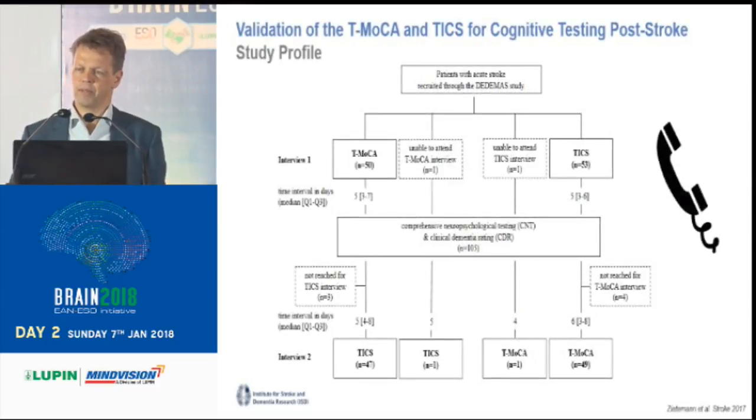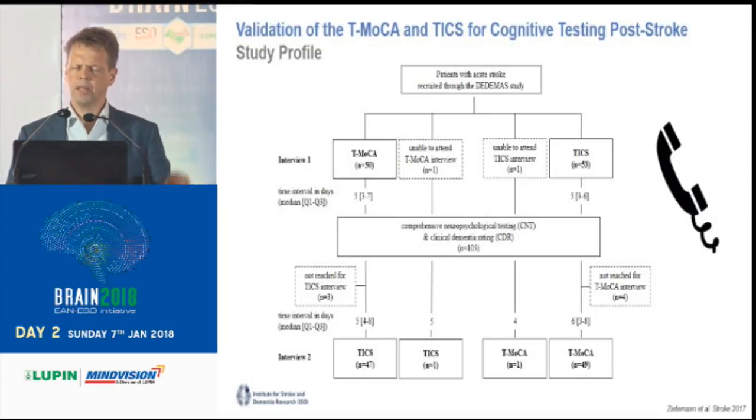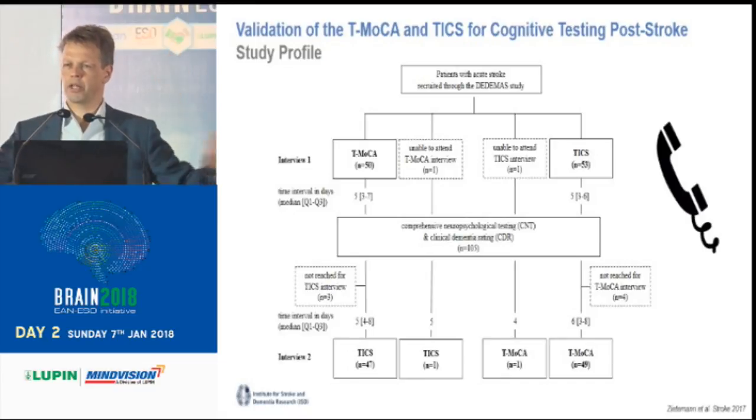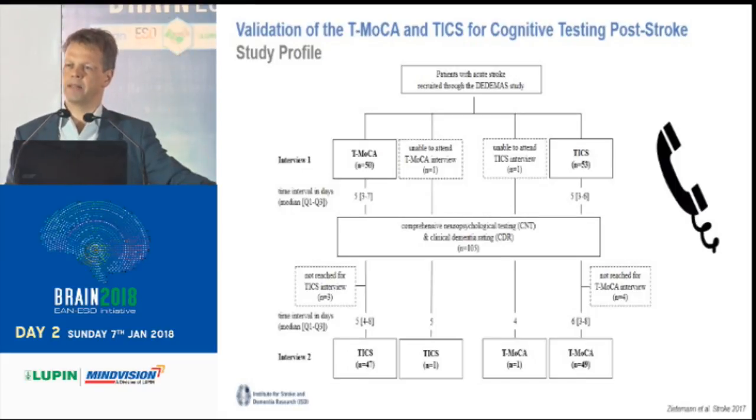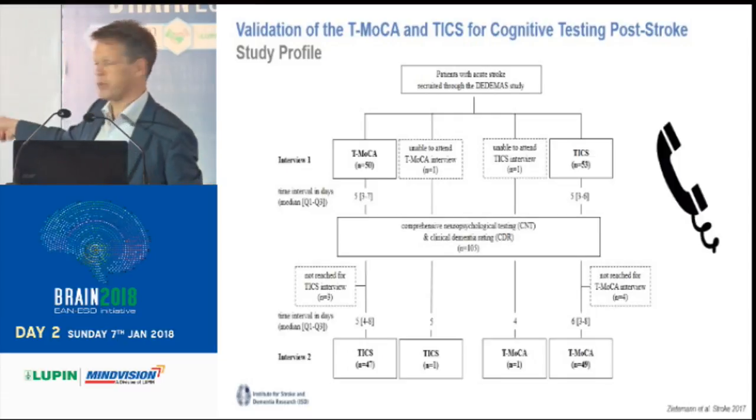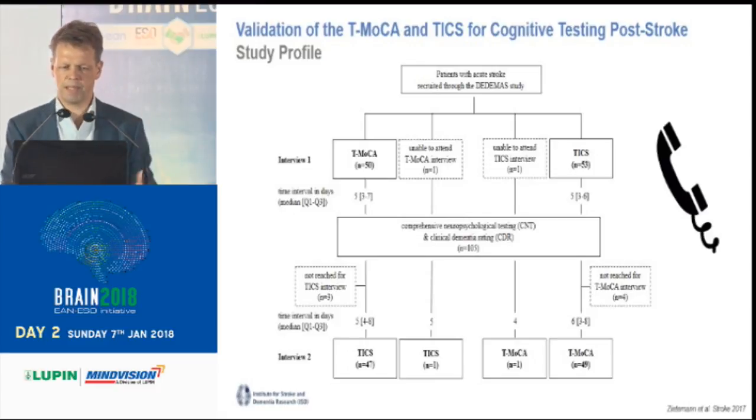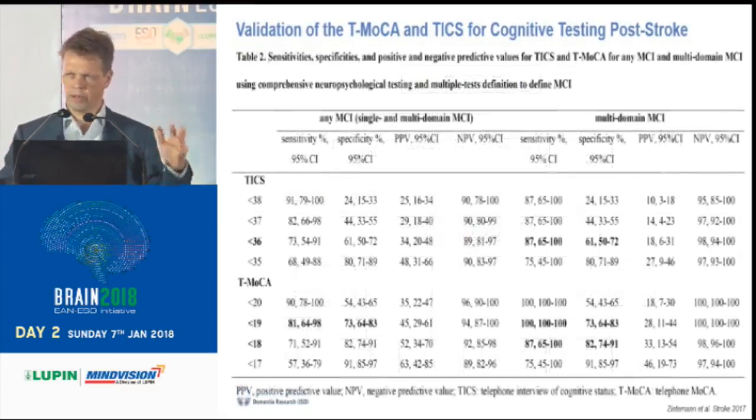And what we did here was a prospective study, published, I think, last year. We had about 100 patients. We invited them to return to our center, and then we did detailed neuropsychological testing. This is the broad bar here in the middle. But before that, we did telephone testing via T-MOCA, and we also tested them after the visit via the TICS. And in the second group, we did it in the reverse order, just for methodological reasons. And then we determined the sensitivities, the specificities, positive and negative predictive value of the TICS and the T-MOCA for any MCI and multi-domain MCI, again using all those variable definitions.